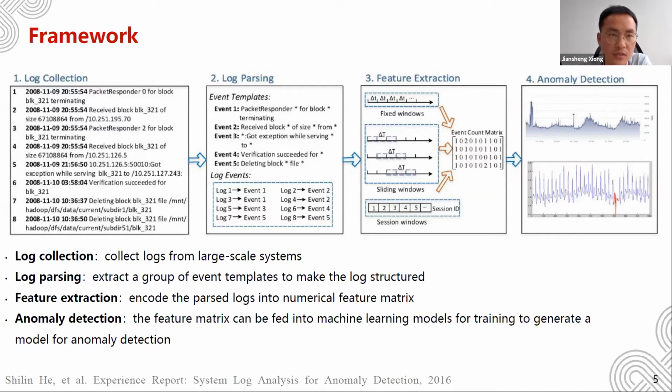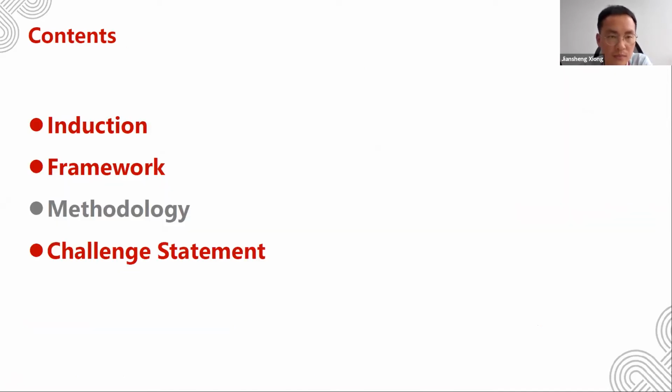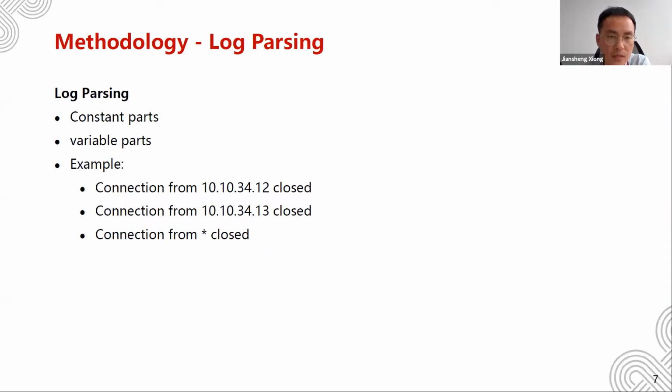This is a framework of this. And let's go to the third part, methodology. Constant paths are predefined in source codes by developers, and the variable paths are often generated dynamically. For example, the port number, IP address, like here. The purpose of log parsing is to separate constant paths from variable paths and form a well-established log event, which is, in this example, "connection from * closed". This is a template.